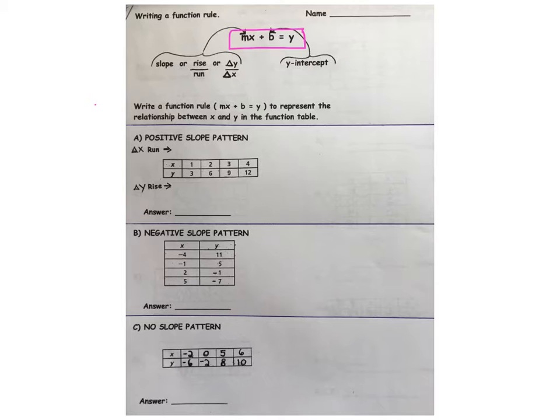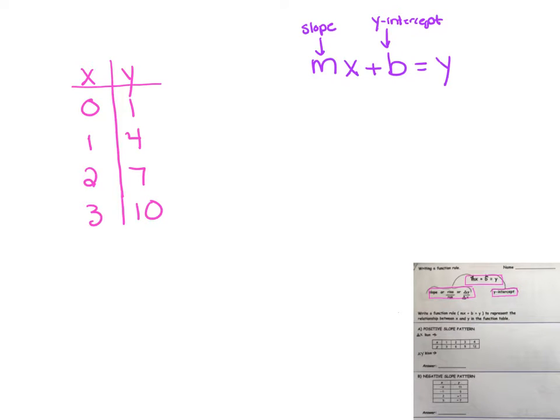Remember, m represents the slope, the rise over run, or the delta y over delta x ratio, and the b represents the intercept, the y-intercept. Before we jump into the tables you see below, A, B, and C, let's take a quick look at a table. Let's take a look at this table of values. Pause the video and record this table in your notes. And when you're ready, turn the video back on.